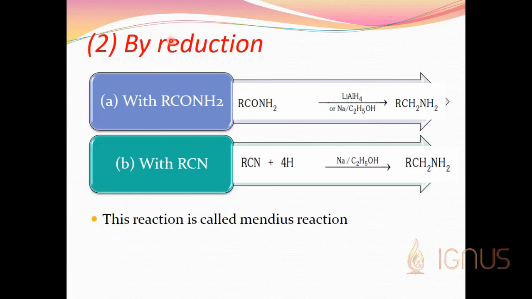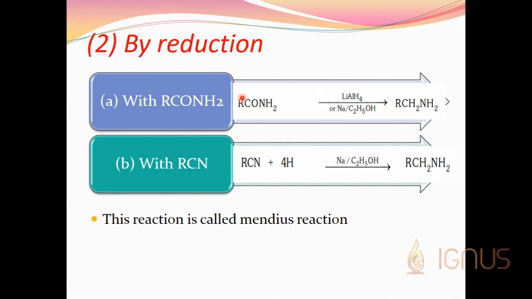Next, by reduction. Here you have to take RCONH2. What does it mean? It is an amide. If there is a CONH2 group, you call it an amide. You have to reduce that amide using a reducing agent; here they use lithium aluminium hydride, LAH, or you can use sodium in ethanol. Here is the conversion of amide to primary amine.